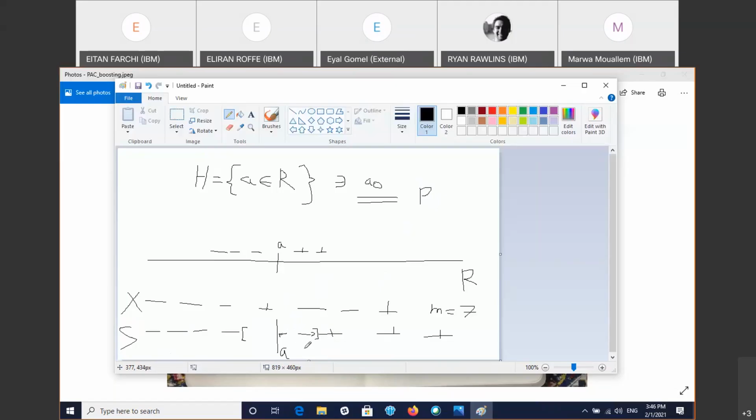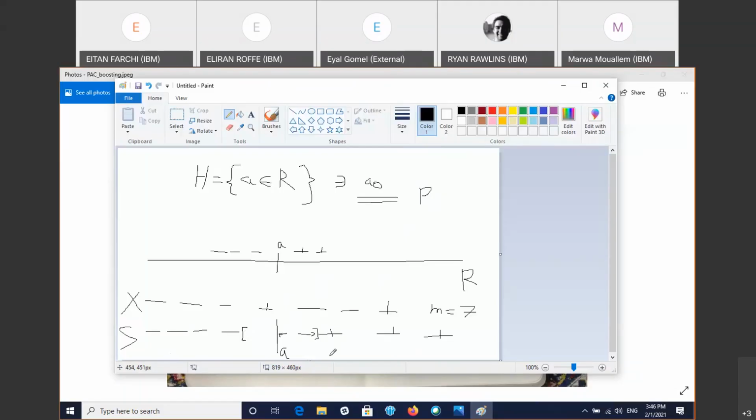Does that make sense? So the question that agnostic PAC learning is asking us is how many points we need to get so that the probability in this range is going to be small. That's the point.